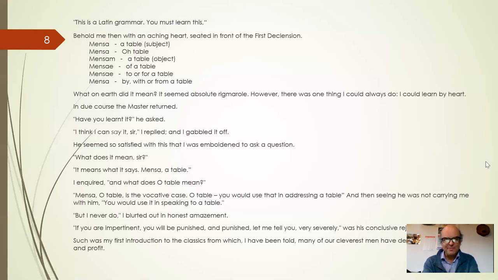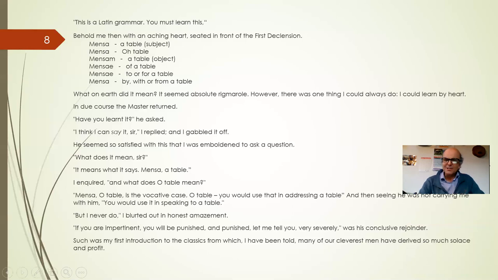"I never do? You are impertinent. You will be punished, and punished, let me tell you, very severely," was his conclusive rejoinder. Such, Churchill writes, was my first introduction to the classics from which I have been told many of our cleverest men derive so much solace and profit.